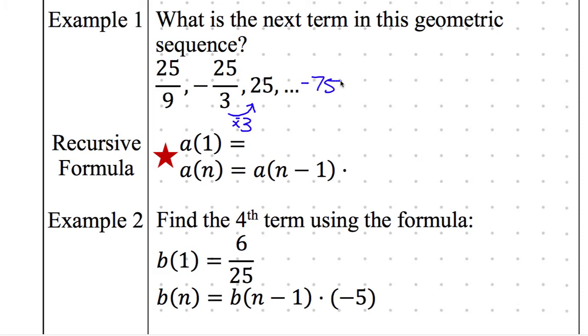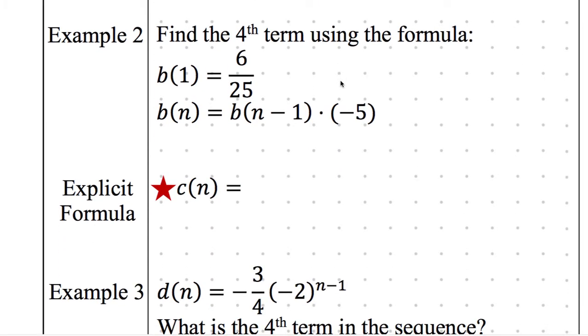Are we all okay with the example? And that's the homework problem. Let's go to example 2. All right, this is just using a formula. So what does b of 1 mean? What does that literally translate as? The first term, exactly. So the first term is 6 over 25. And to find any term, b of n, I take the previous term, b of n minus 1. This just means previous term. Then what do I do to the previous term? Multiply by negative 5. So I'm going to have to find the 4th term.